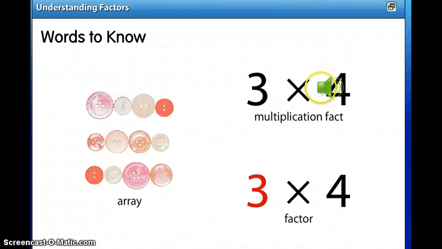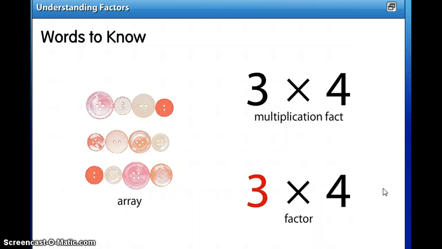Array. Multiplication fact. Factor. If you see the multiplication fact, it's highlighting 3 because that is one of the factors. Why do we use an array?